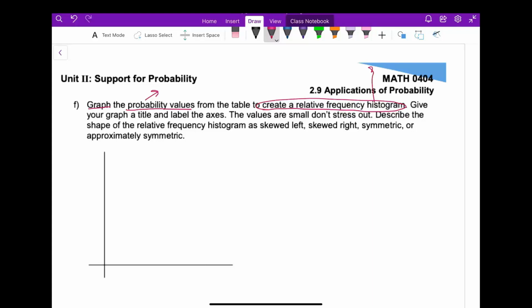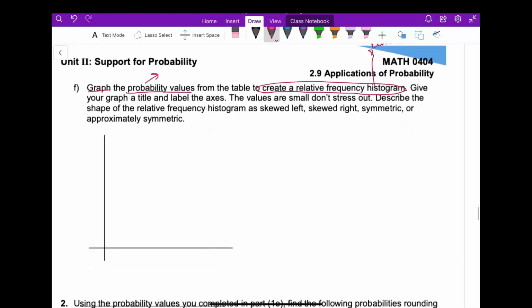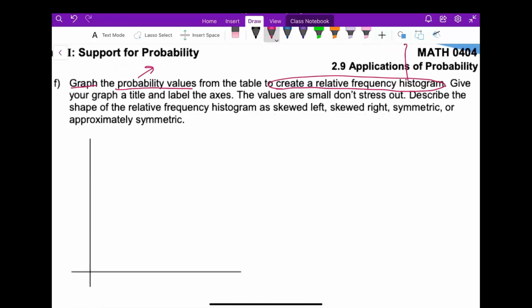Remember what a histogram is? The bars touch. And why do they touch? Because the values on the x-axis are consecutive. There's no gaps between them. It says, give your graph a title and label the axes. The values are small, don't stress out. We say that because they are quite small and you're not going to be able to accurately put them on your graph, but we can do our best. Describe the shape of the relative frequency histogram as skewed left, skewed right, symmetric, or approximately symmetric. We've covered these shapes in a previous section. If you don't recall, we will talk about them shortly.